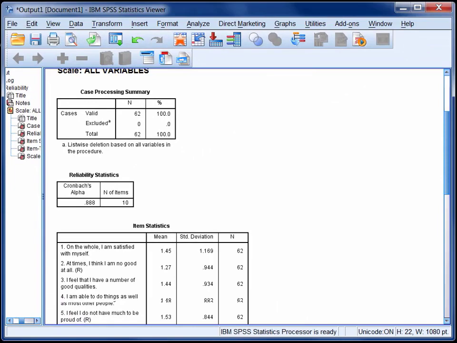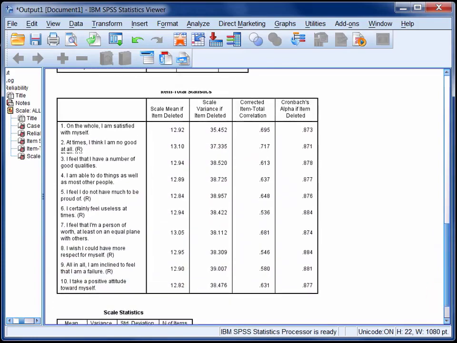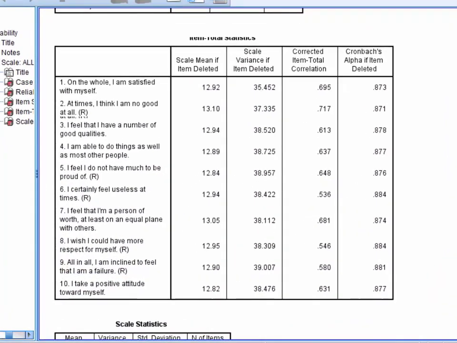Now, before reporting this figure though, it's always a good idea to scroll down to the item total statistics table and check in particular the final two columns. The corrected item total correlation column tells you the correlation between each item and the sum of the remaining items. A particularly low item total correlation for an item indicates that it's not strongly related to the others and may need to be removed from the scale.